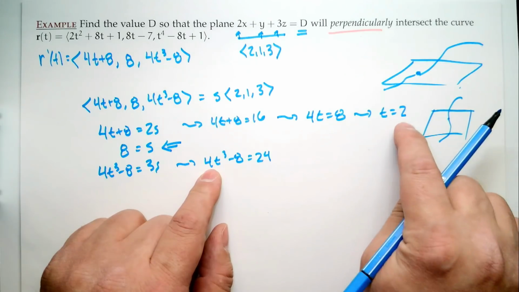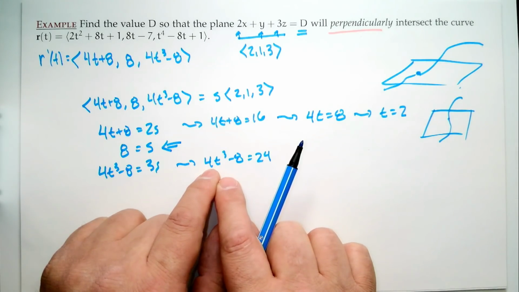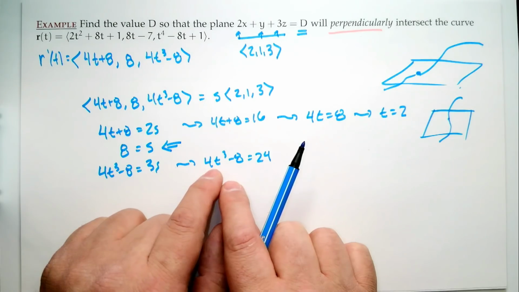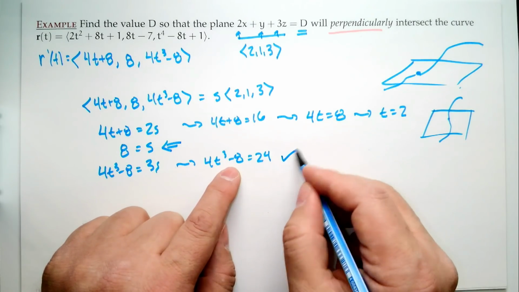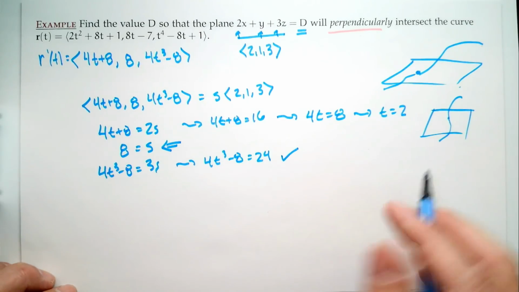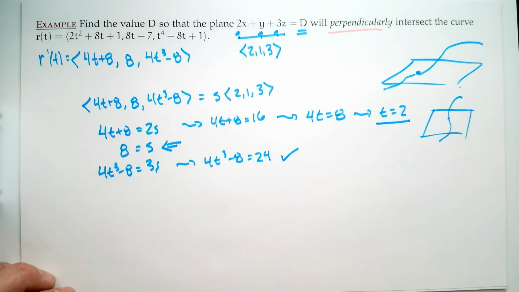If t equals 2, 4 times 2 cubed, that's 4 times 8, that's 32 minus 8 is 24. So that also checks out. So we now have a time. We're like, woohoo, we found it. Well, no. What we found is our time. So this says at time t equals 2, the direction of the motion is going to be the same as the normal vector to the plane.